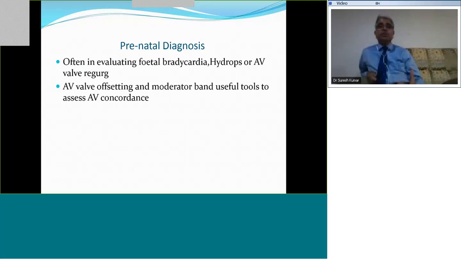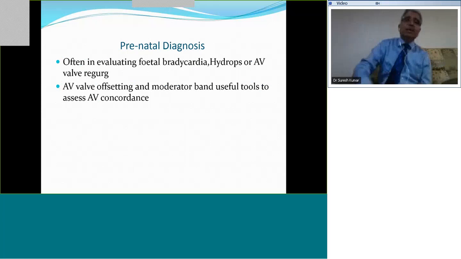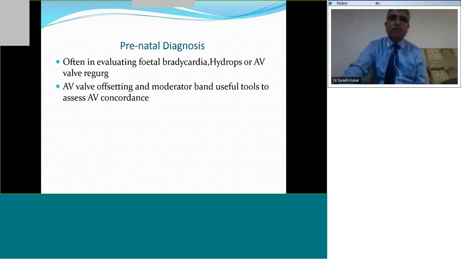Today, quite often, corrected transposition is diagnosed in the prenatal period, and one would find it in evaluating fetal bradycardia, hydrops, or AV valve regurgitation. Bradycardia because of complete heart block, hydrops either because the complete heart block is associated with a very low heart rate, or AV valve regurgitation is severe and that is causing cardiac failure. And when this is being evaluated in the fetus, the AV valve offsetting and the moderator band are useful tools with which you can assess AV concordance, and also the fact that the great vessels do not cross.